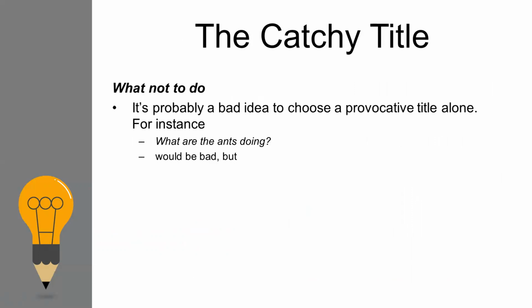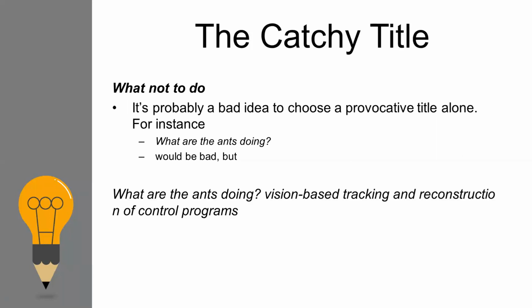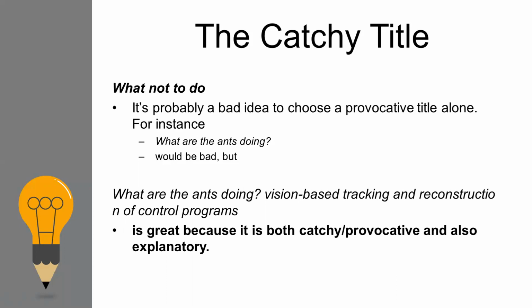What not to do. It's probably a bad idea to choose a provocative title alone. For instance, "What are the ants doing?" would be a bad one. But "What are the ants doing?" followed by a question mark and then "vision based tracking and reconstruction of control programs", this is a good example of converting your question, followed by what you are trying to do or how you are going to track the working of the ants. What they are doing will generate curiosity in the reader's mind and will make your title catchy. So it is great because it is catchy, provocative, and also explanatory.